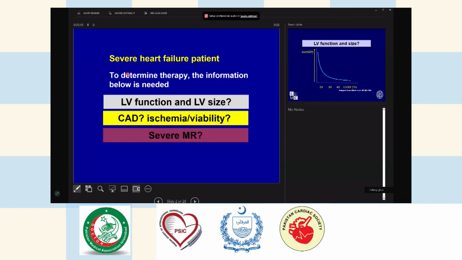So we're going to talk quickly about LV function, LV size. That's what you want to know. How big is this ventricle? How bad is the function? We're going to talk about what is the cause of the heart failure. Is it coronary disease? If so, do I need to revascularize? If not, is there severe mitral regurgitation? Do I need to repair that? These are the 3 main markers that you have in mind. Also here you could think there could be a 4th, do we need an ICD? But we give all these patients an ICD and CRT if it is needed or indicated.